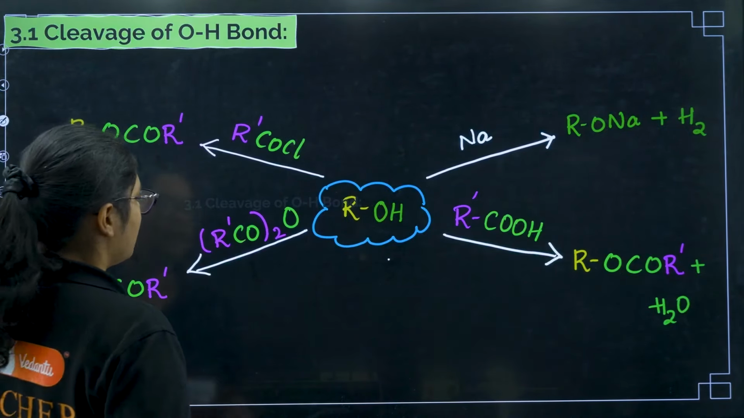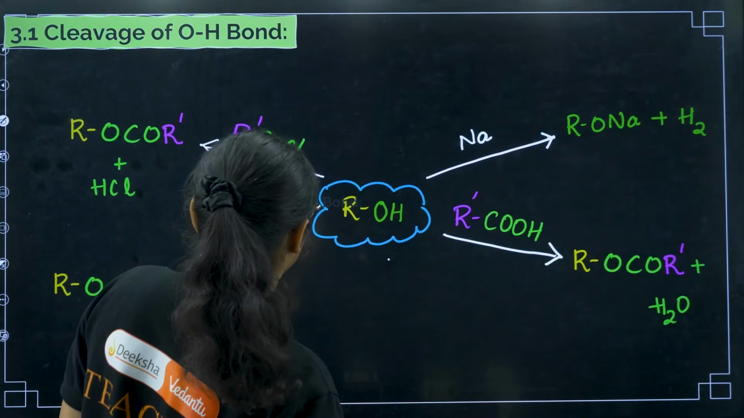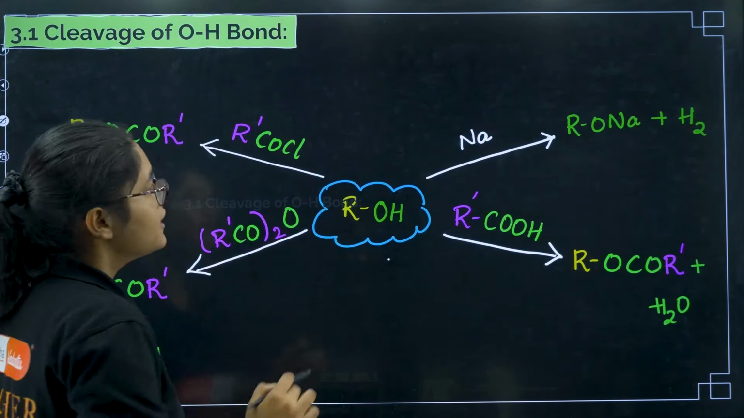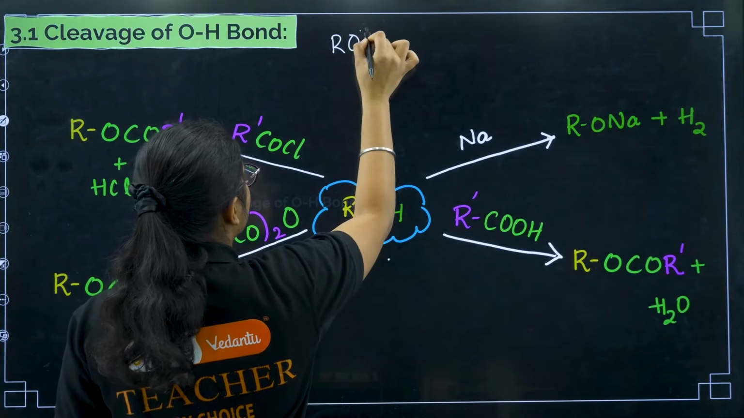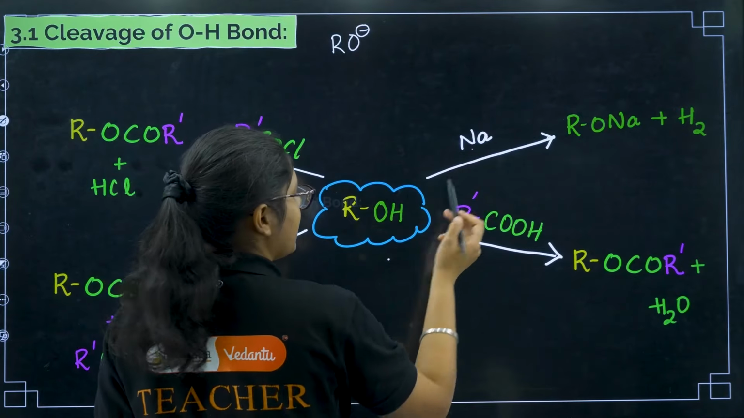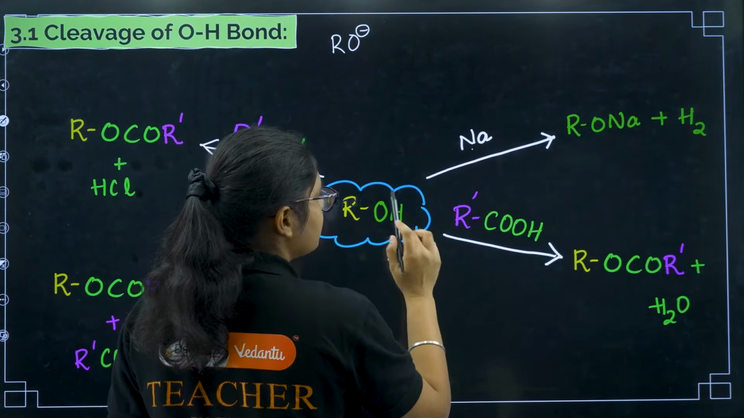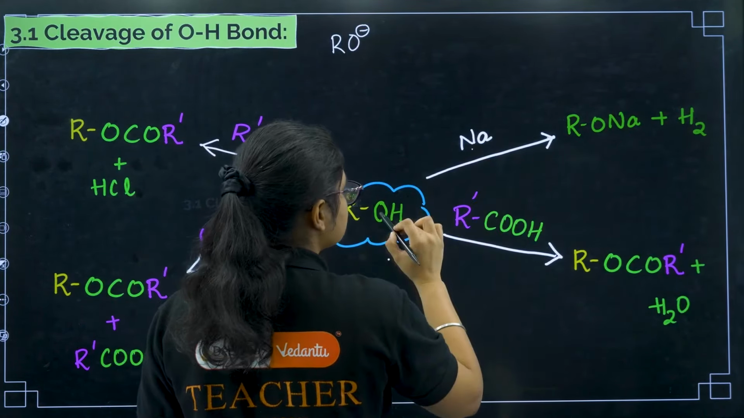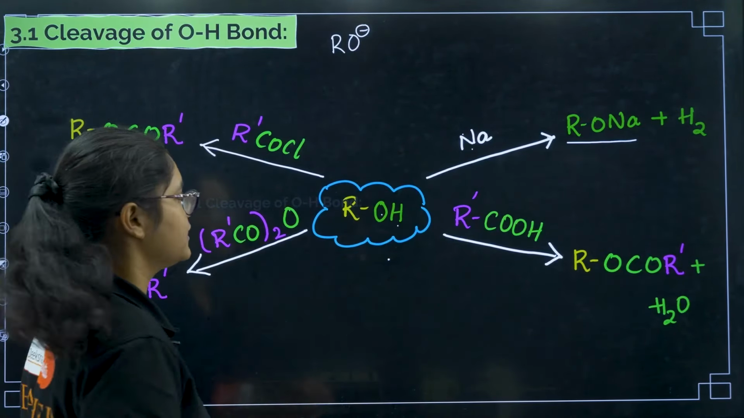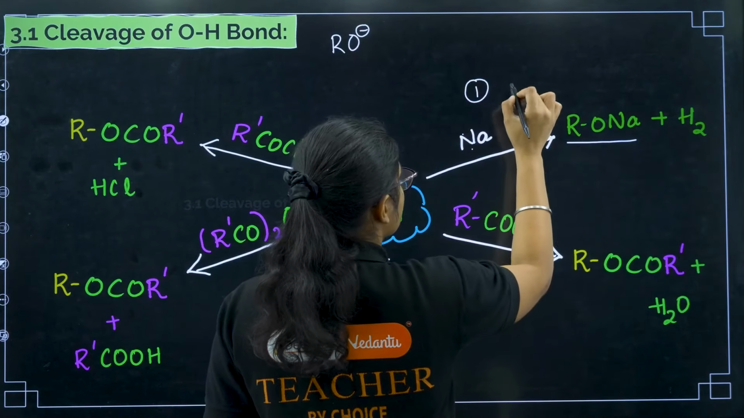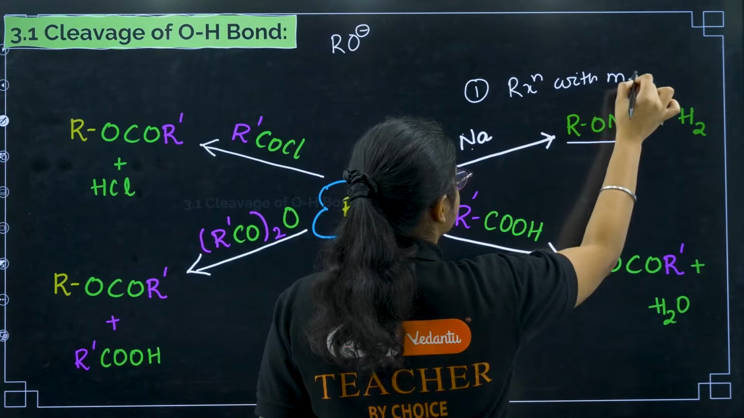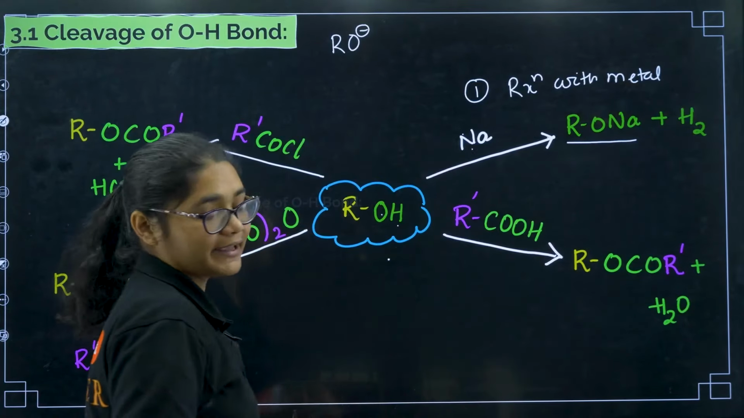So if you see here, the first one, that is cleavage of OH bond, here I am getting RO minus. Now if this is reacting with any metal, RO minus and Na plus, what will happen? This H will go out. Sodium is a metal, so RONa will form with H2 gas produced. That's the first thing, reactions with metal.